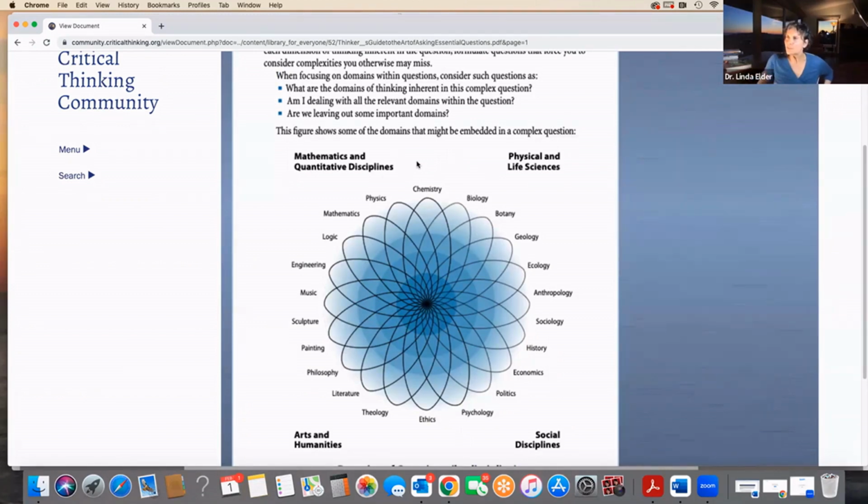If we look at this, we can see right away, well, doesn't that have a chemical dimension? Won't that have a biological dimension? Doesn't that have a botanical dimension? And what about a geological? And ecology itself is what we're focusing on. Will it have an anthropological dimension? Will it have a sociological, historical, economic? You see, it's going to have all of these dimensions, isn't it?